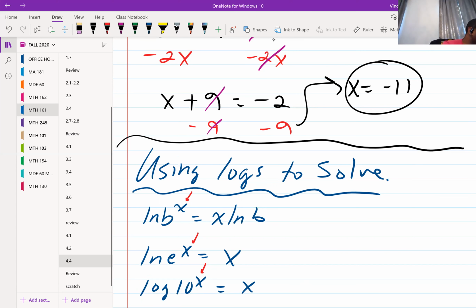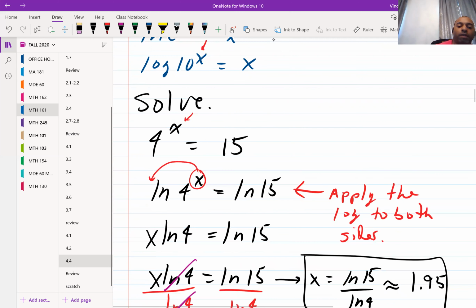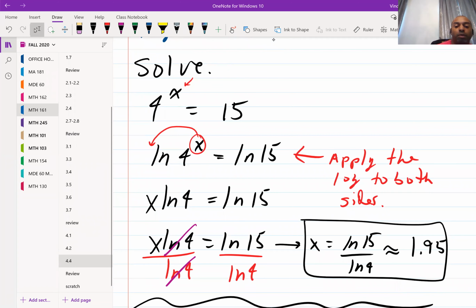What this does though, it allows us to take x down front according to the power rule, and that will give us this equation, x times natural log of 4 equal to natural log of 15. Now to solve for x, I can divide by the natural log of 4 to both sides.